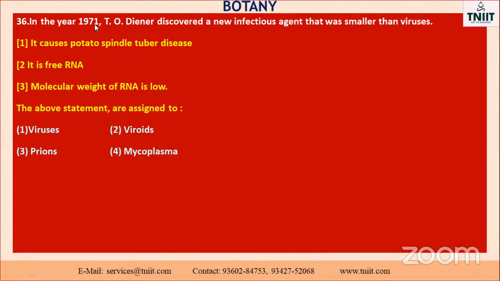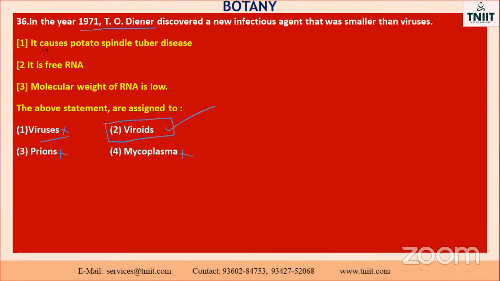In the year 1971, T.O. Diener discovered a new infectious agent that was smaller than virus. Which one is smaller than virus? You know, there are some things. Okay. Viroids, prions, mycoplasma. These are the three. Here, what they asked, they have given a name also. The scientist name has given. So the prion is not discovered by Diener. Mycoplasma is also not. So which one is the remaining one? Already you know who discovered all those things. The option is viroids.